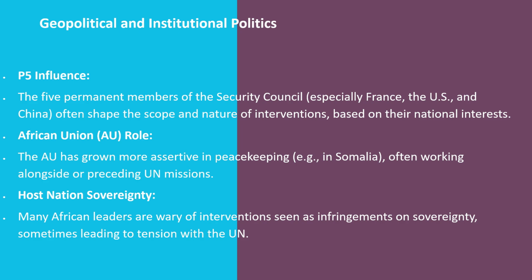We also have host nation sovereignty. Many African leaders are wary of intervention as an infringement of sovereignty, sometimes leading to tension with the UN. So we also discover that sometimes a neighboring country may want to help stabilize or arrest the instability of a nearby country, but because of the sovereignty of each country, they may be wary to intervene, and this may affect the possibility of intervention, and now give room for the UN to intervene.